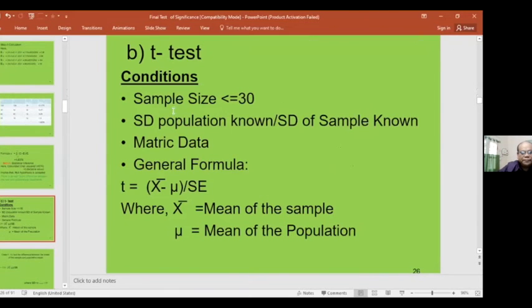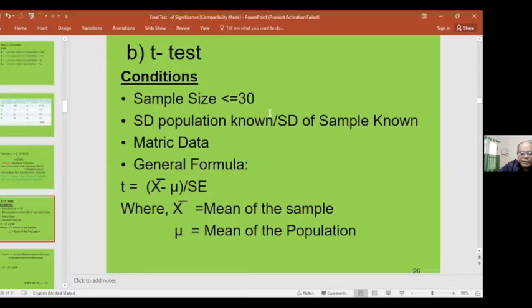Now for t-testing. As I mentioned earlier, books like Statistical Methods by S.P. Gupta and Levin say that the t-test is used for sample size less than or equal to 30. But nowadays we are using the t-test for large sample sizes also. What can be applied for small sample size can also be applied to large sample size. With that, you will not find Z testing in SPSS.